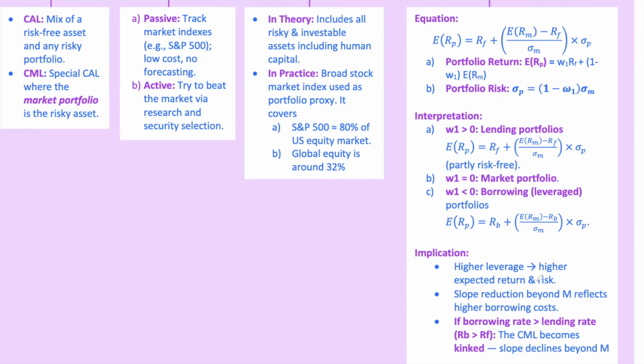Now, here's your exam tip, folks. Don't confuse the capital market line CML with the security market line SML. The CML plots portfolios, combinations of the risk-free asset and the market portfolio, whereas the SML plots individual securities. You'll see that in the next learning module, but just remember this hint: CML equals portfolios, SML equals individual assets.